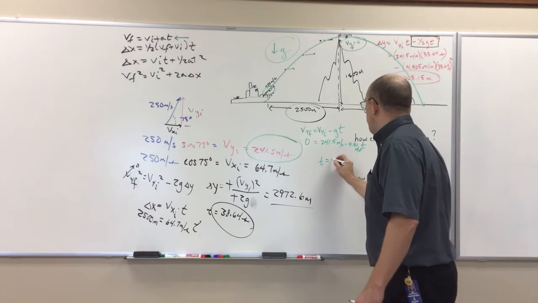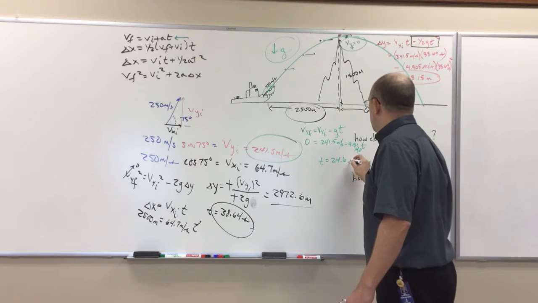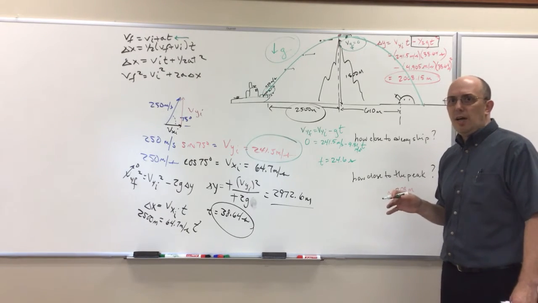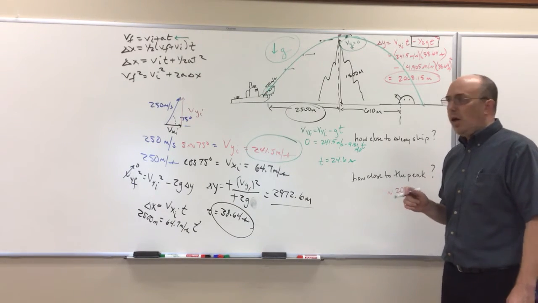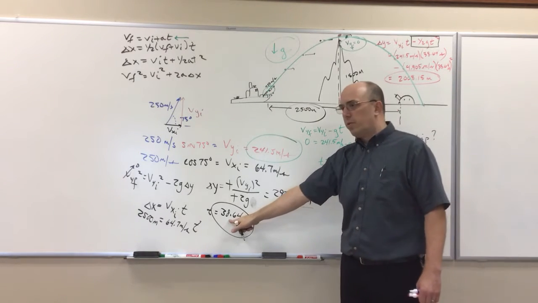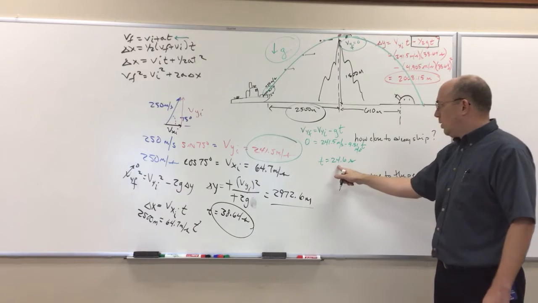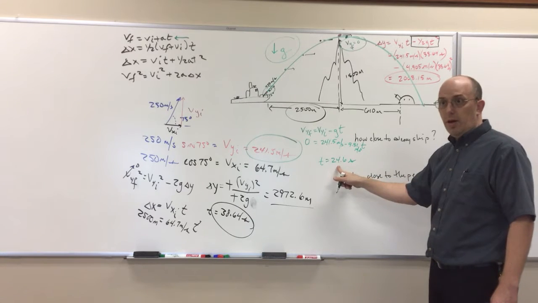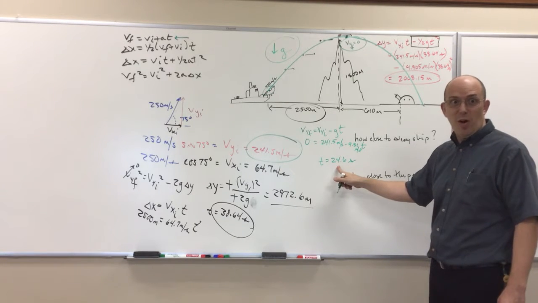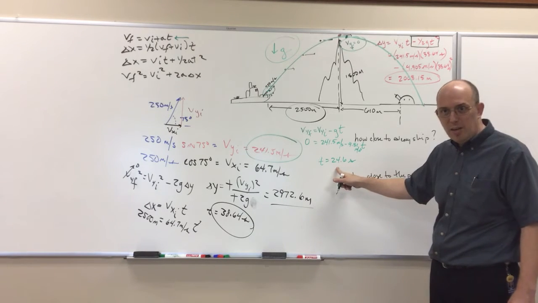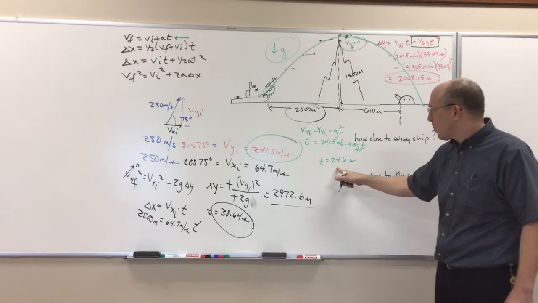24.6. 24.6 seconds. That's the apex. Oh, interesting. I think that's interesting. How long did it take to hit the peak? 24.6 is the halfway point, right? So is that shell on its way up or on its way down? Down. And you know what? We can actually figure that out by the sign of the velocity at that point. That's very interesting indeed.